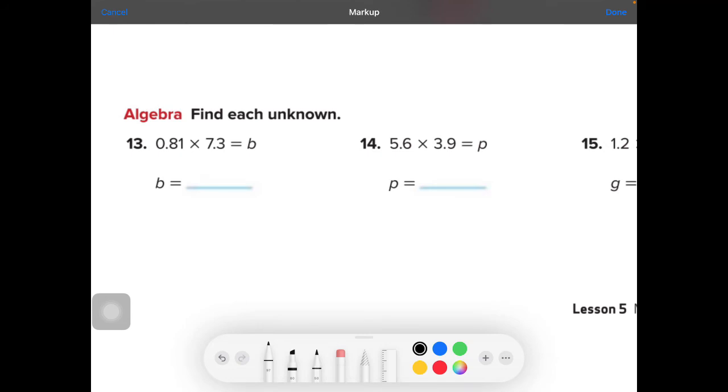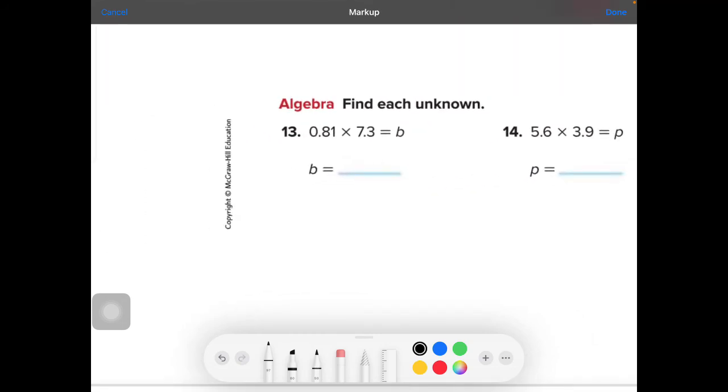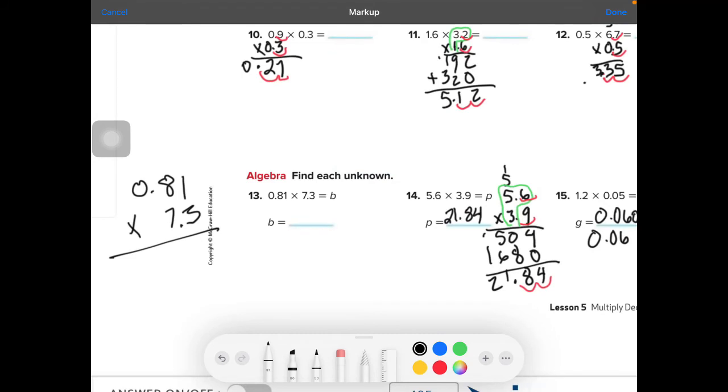Excuse me. Number 13, we have to find the unknown, b. So they're wanting us to do a multiplication problem, and I'm going to do it in my space I have right here. We have 0.81 times 7.3. 3 times 1 is 3. 3 times 8 is 24. 3 times 0 is 0, bring down the 2.